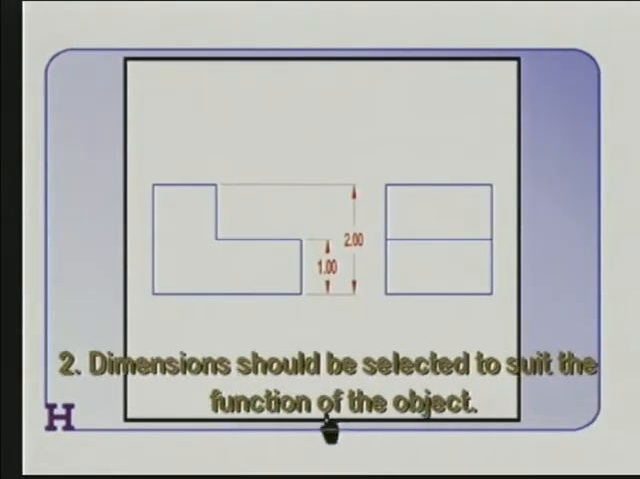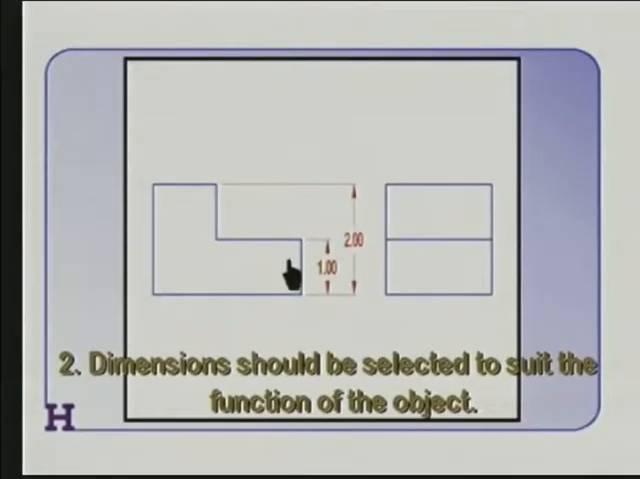Dimensions should be selected to suit the function of the object. And this is a tough one if you're a beginner, because in many cases you're doing these examples from books and you don't yet have enough experience to know exactly what the function of the object is. As you get experience, you'll know what the object's being used for. In this case, what's more important on this object? The height of this step or the depth of this little step?